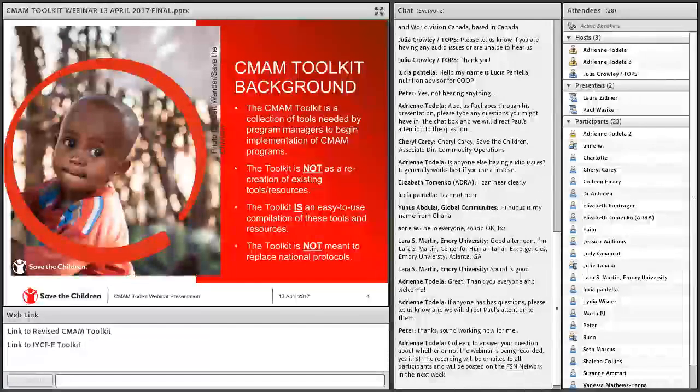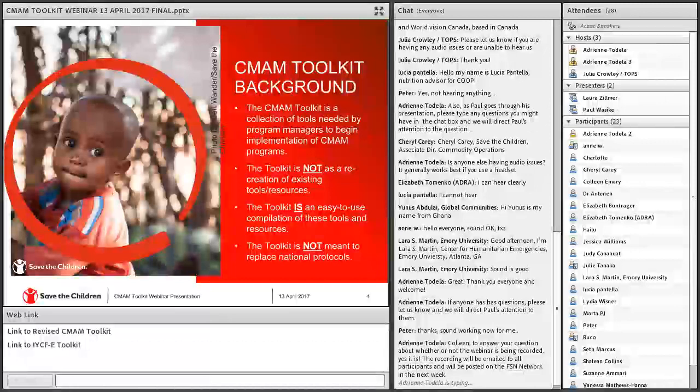So a quick background is that the toolkit is a collection of tools, guidelines that are often required by program managers to begin implementation of CMAM programs, depending on the titles that we give them, but different cadres of individuals who implement CMAM programs, especially at the beginning of a new emergency or a new program. One would easily get into the toolkit and bring down most, if not all, the documents, tools, and protocols that they may need to be able to kick off and implement efficiently.